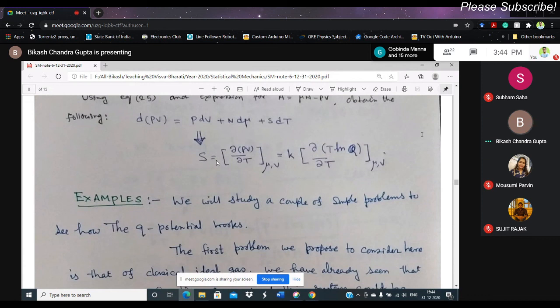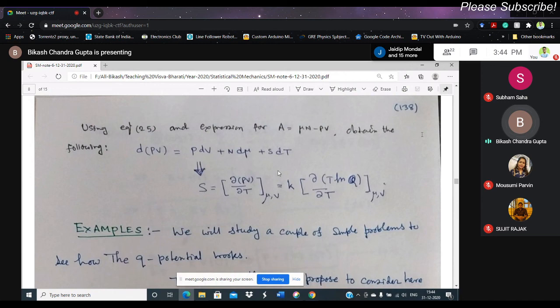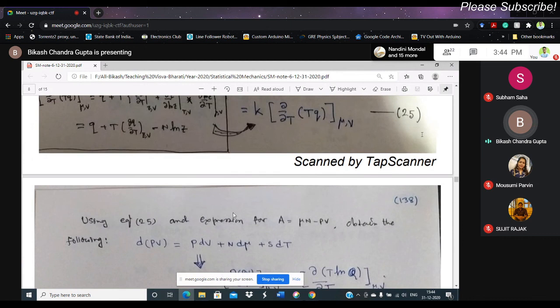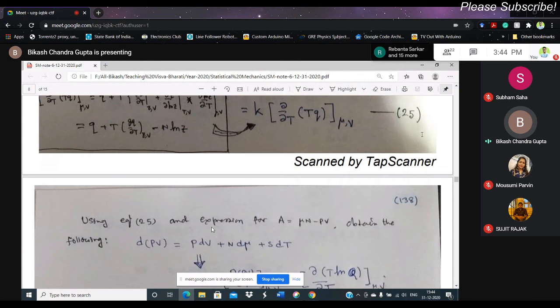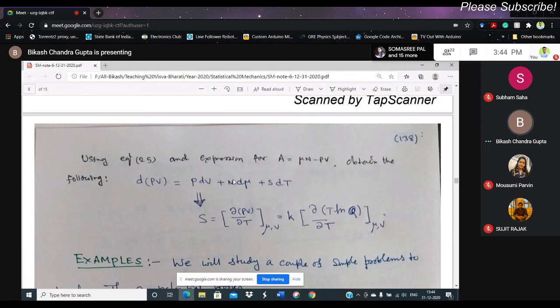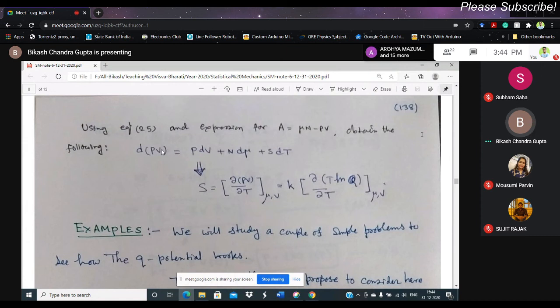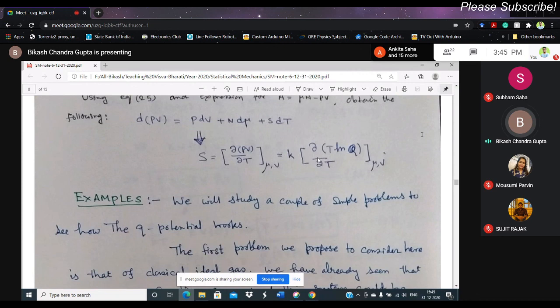And then d of PV is basically P dV plus mu dN plus S dT, and S is from this expression. What I'm asking you is, you can obtain this. That is why I say obtain the following. Now from equation 25 and the expression for A, mu n minus PV, you can obtain this. You can try. d of PV is P dV plus mu dN plus S dT. And of course, then S should be dPV by dT, of course with mu and V constant. So this is the expression for S. You can write it in this way.